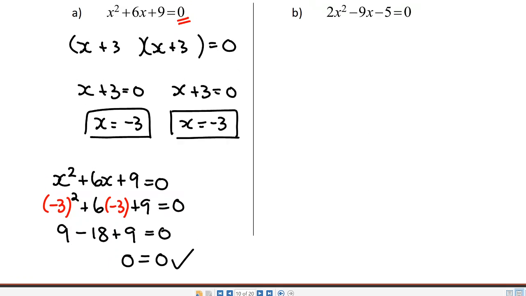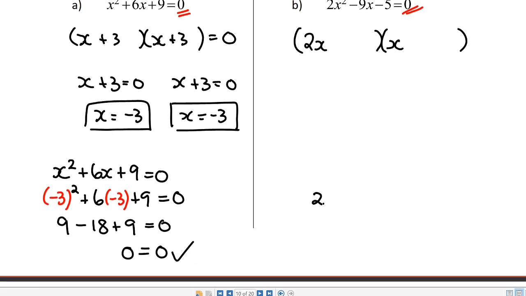Okay. Let's do another. So again, double checking for the second equation here. We have one side equals 0, which is good. Now we're going to factor it. So we need to get 2x squared. The only way to get 2x squared is a 2x and an x. So we know we're going to have 2x and x. And then the numbers need to multiply to negative 5. So it's either going to be 1 and negative 5 or 5 and negative 1. Okay, because we're dealing with prime numbers, it makes it a little bit easier.